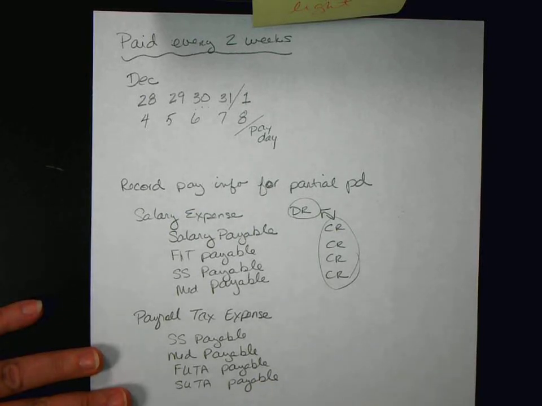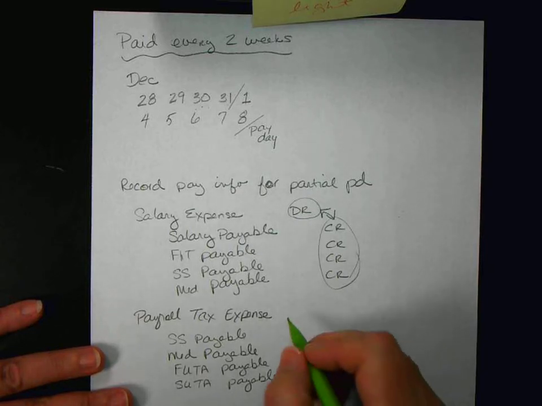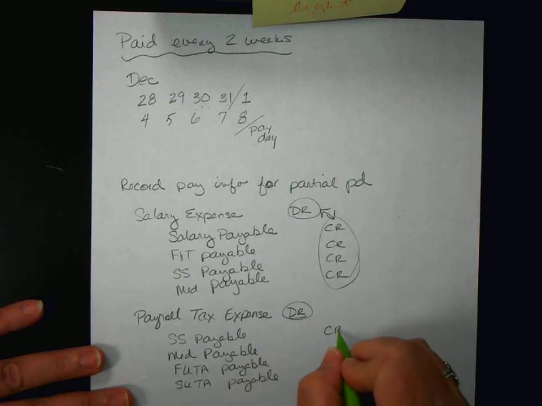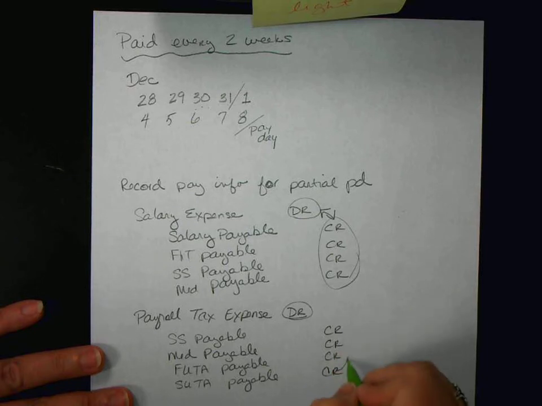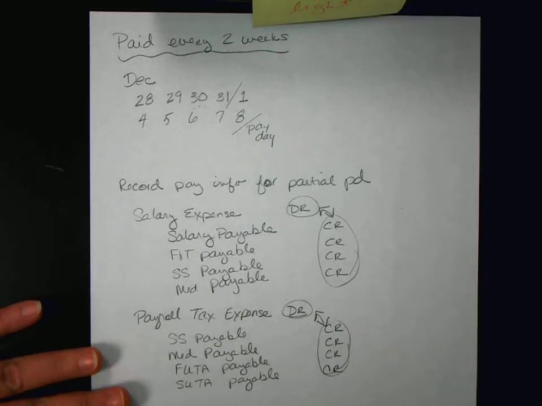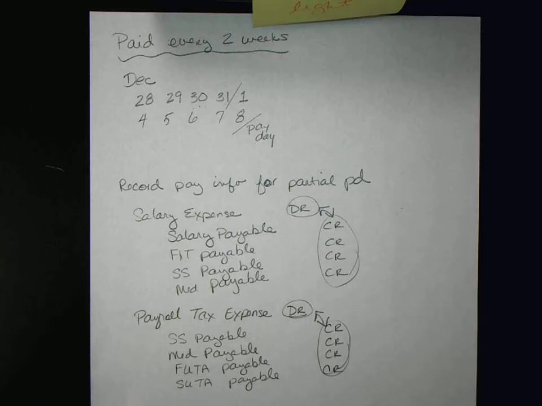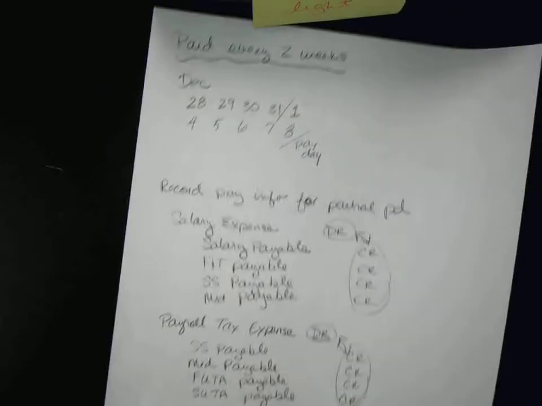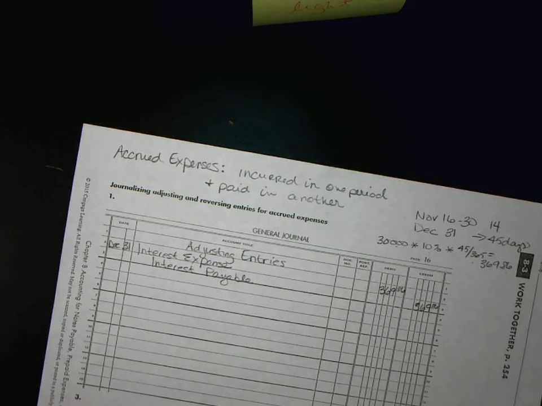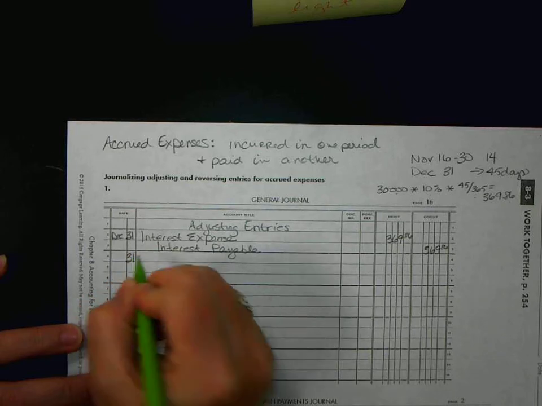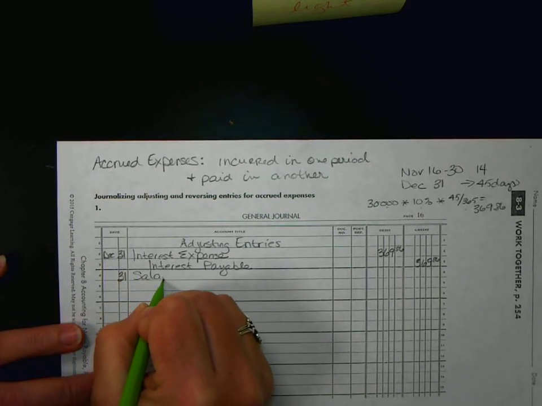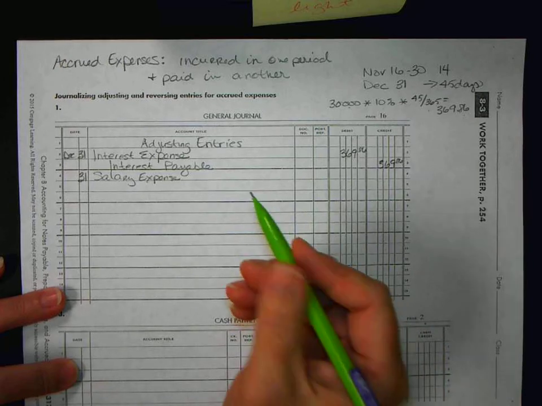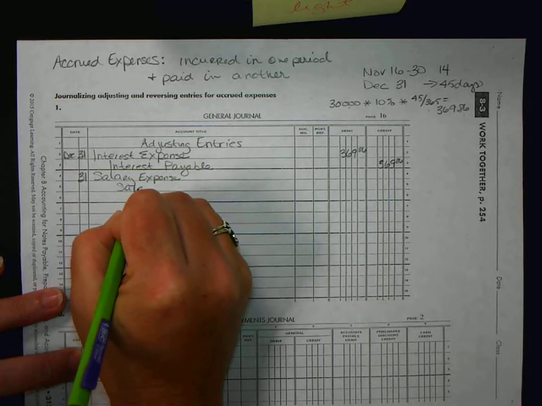And again, luckily you don't have to do all the calculations and know the percentages and all that good stuff. The book's giving you the numbers. Okay, again, the expenses are debit, the payables are credit, and all 4 of these credits equal the expense debit. Okay? All right, so now we need to get this into the adjusting entry for the end of the year. Okay, so back to our adjusting entries. On the 31st, salary expense. Salaries payable.